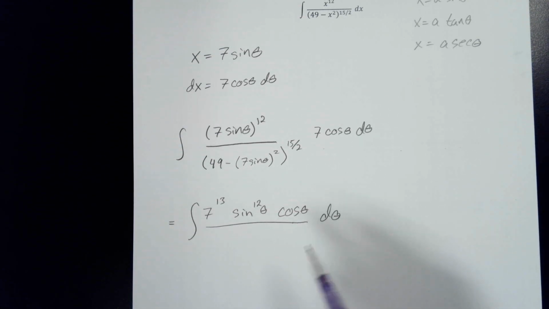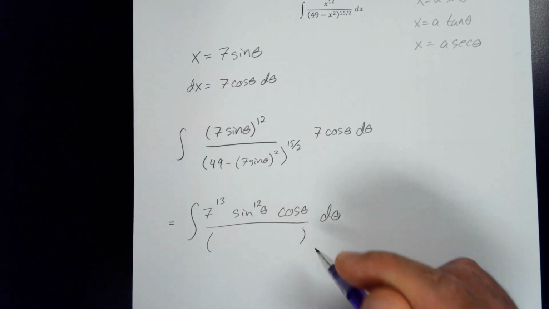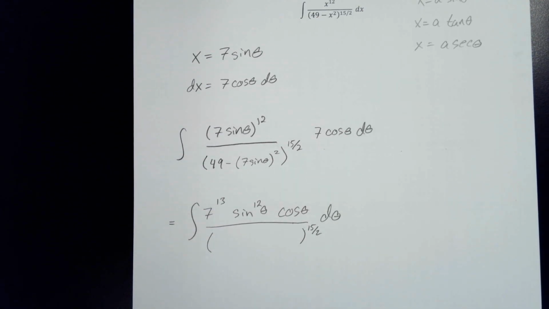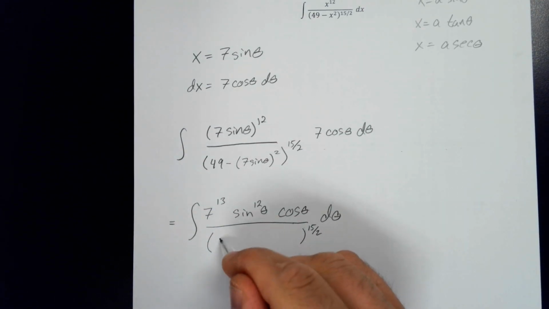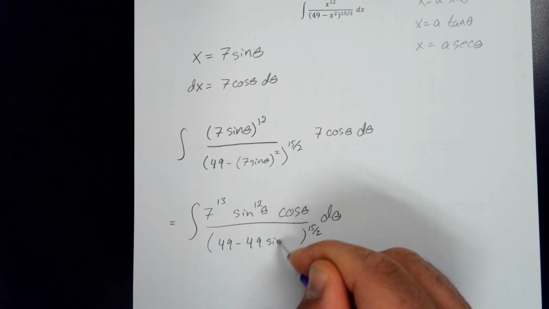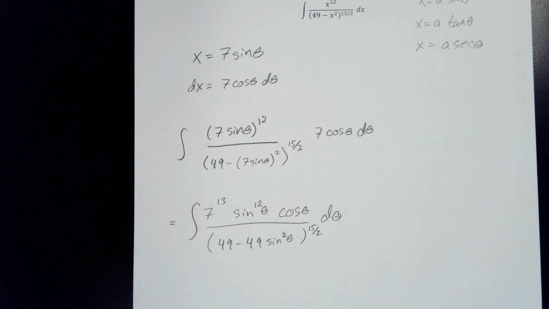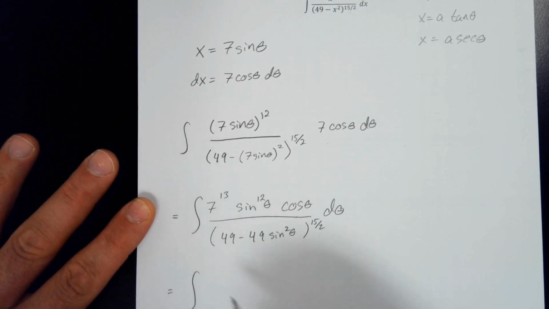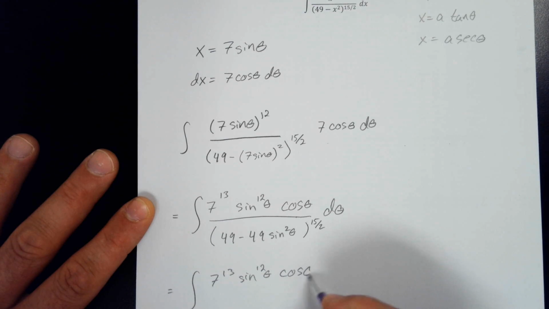On the denominator, I have something to the 15 over 2. Let's figure out what that something is. It's 49 minus 49 sine squared theta. Now, you might be at the point where you can do this in your head. If you can't, that's totally okay. What I'm going to do is rewrite that denominator, doing a little bit of algebra and trigonometry simplifying.